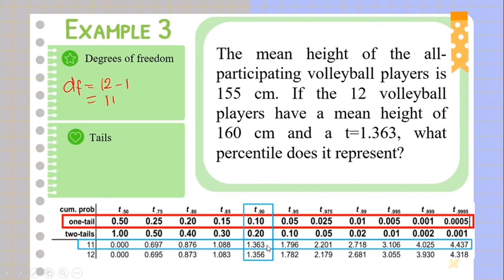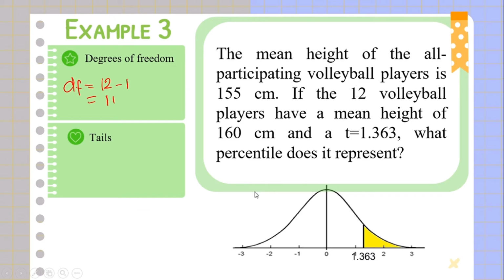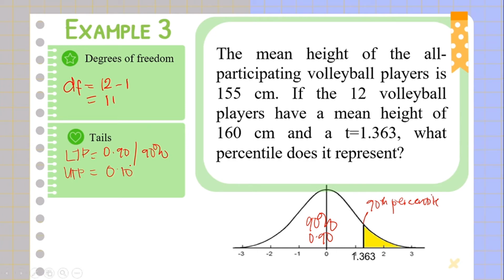And sa cumulative probability is 0.90. So, ang ating lower tail probability is 0.90 or 90%. Nandito siya. And ito naman ang ating 90th percentile. Now, if our lower tail probability is 0.90, ano naman ang ating upper tail probability? So, 1 minus 0.90 is equal to 0.10. And yun yung ating shaded area.